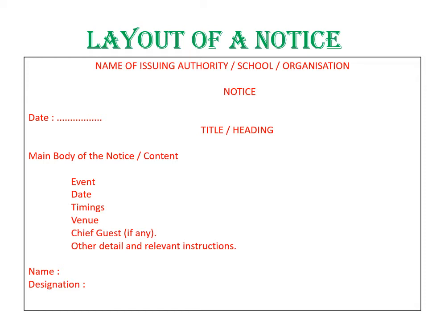After the heading, we start writing the content. Content contains the event, date of the event, timings, venue or place of the event, name of the chief guest if there is any, then other relevant details. In the end, we write the name of the person who is issuing the notice or writing the notice and his or her designation in the end at the left side of the box.